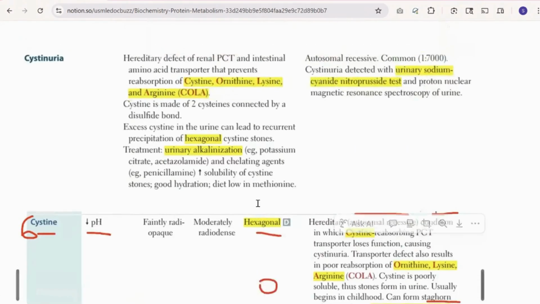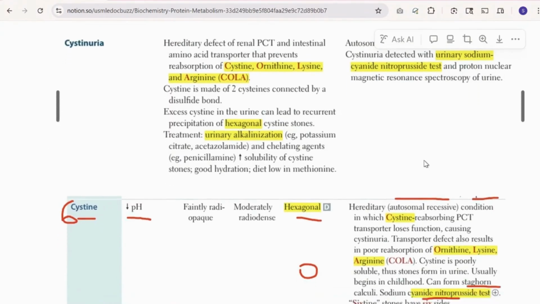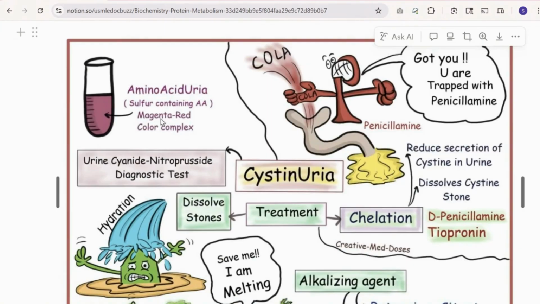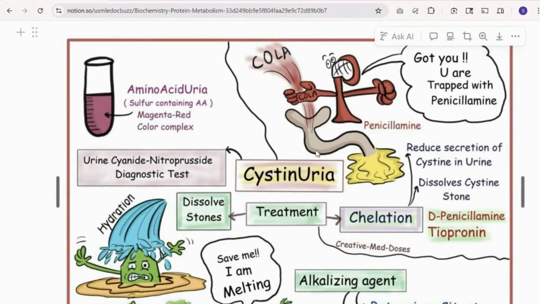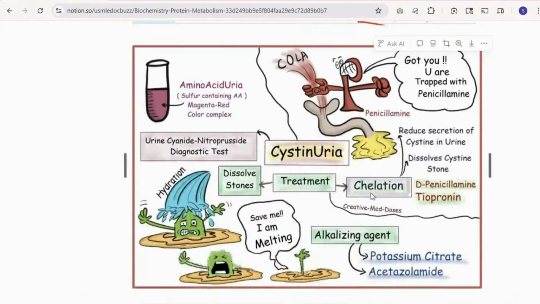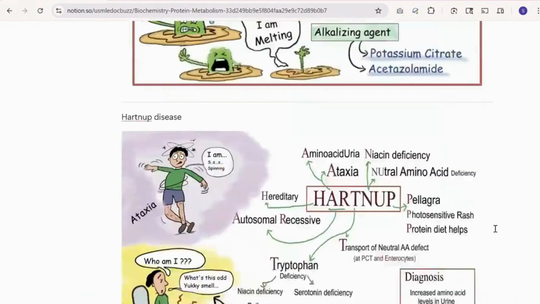Okay. How do you test it? They've given it to you, urine sodium nitroprusside test. It's just how purple can it get. That's easy. Okay. Same thing. Any oxidizing thing, they're going to use the nitroprusside test. Okay. Now in this case, you can use these two things, penicillamine and tiopronin, because they can bind and sort of remove that cysteine. Okay. And the rest is sort of understood. So that is cystinuria. Okay.